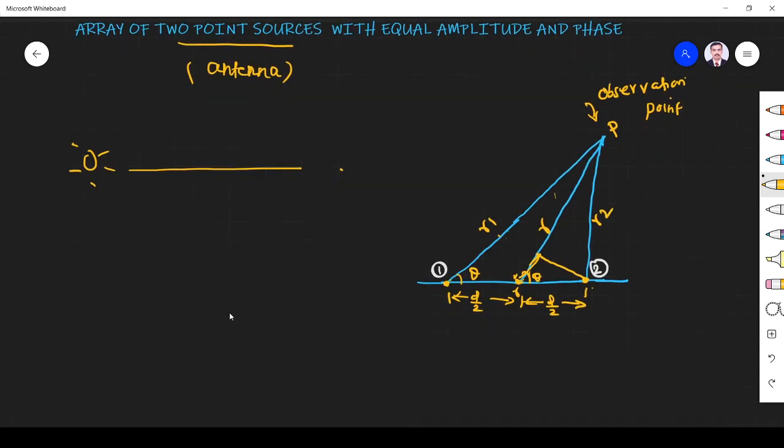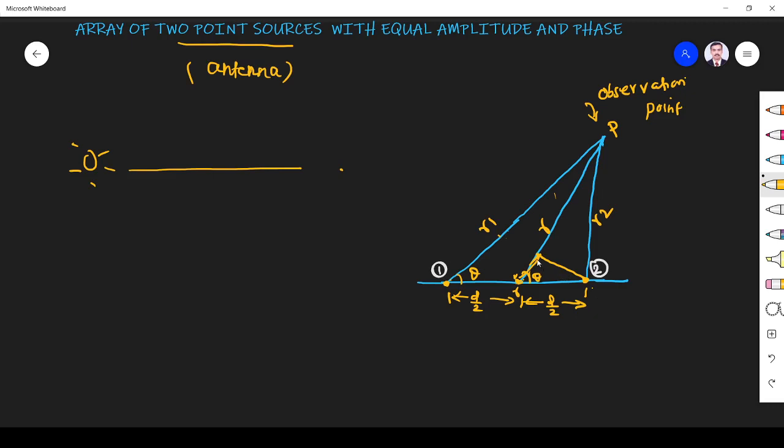So antenna 1 is located at a distance of d by 2 from the reference antenna. Similarly, point source 2 is located at a distance of d by 2 from the reference. Okay, so now let us see the path difference. This is the reference. The distance between the reference and the observation point is r. The distance between point source 2 and the observation point is r2. The distance between point source 1 and the observation point is r1.